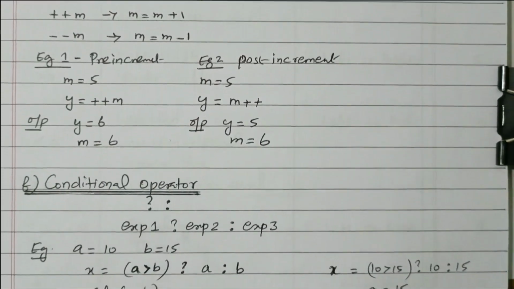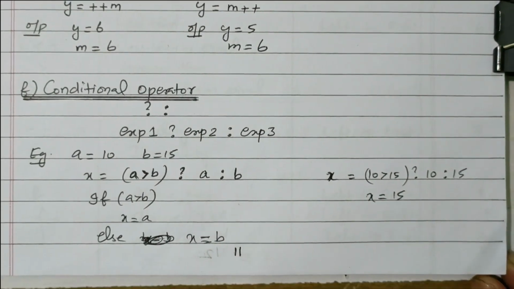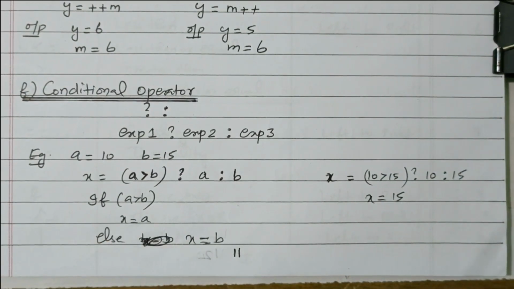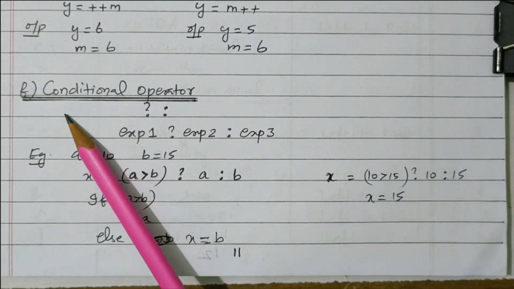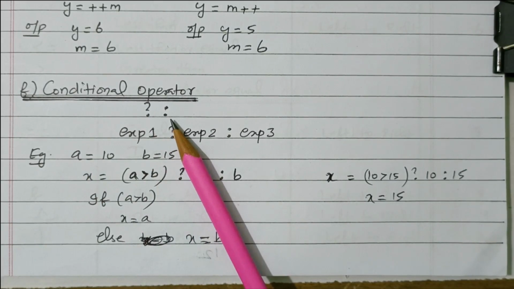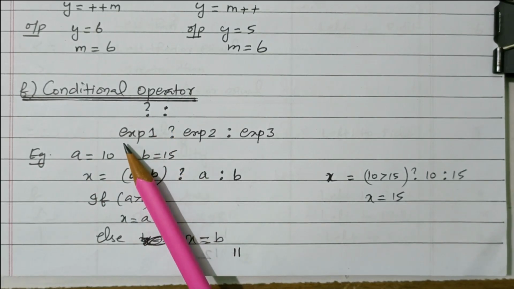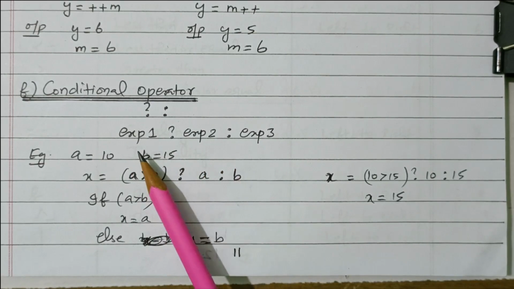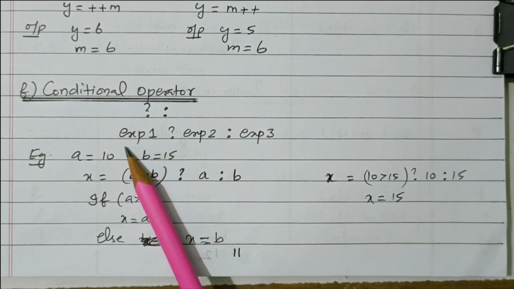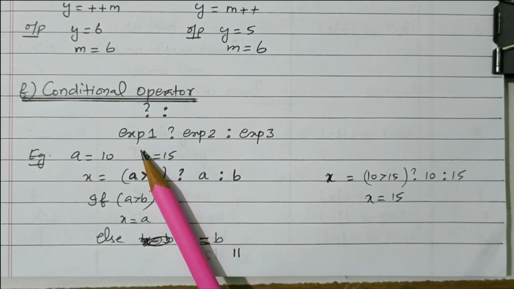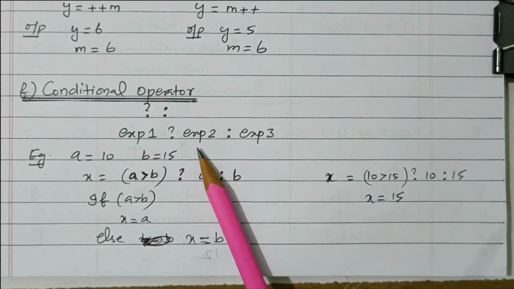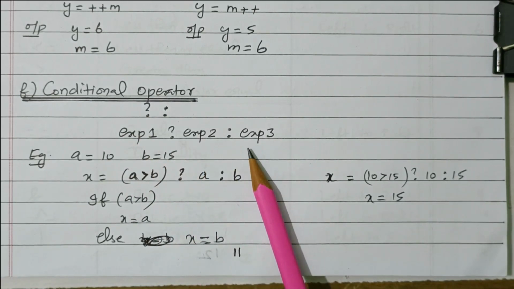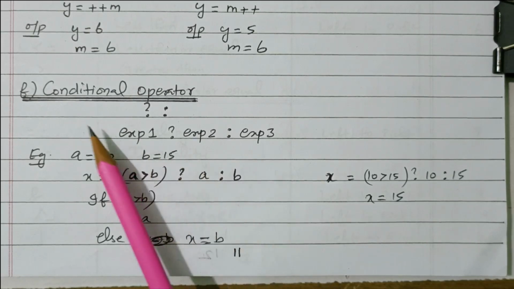Then we'll go to the next one, conditional operator. The conditional operator is question mark colon. So it is nothing but expression 1 question mark expression 2 colon expression 3. What is the meaning of that? This expression 1 is nothing but a condition. It will check one condition. After that the question mark is there. If the condition is true, expression 2 will be executed. If the condition is false, expression 3 will be executed. Right? That is for a conditional operator.